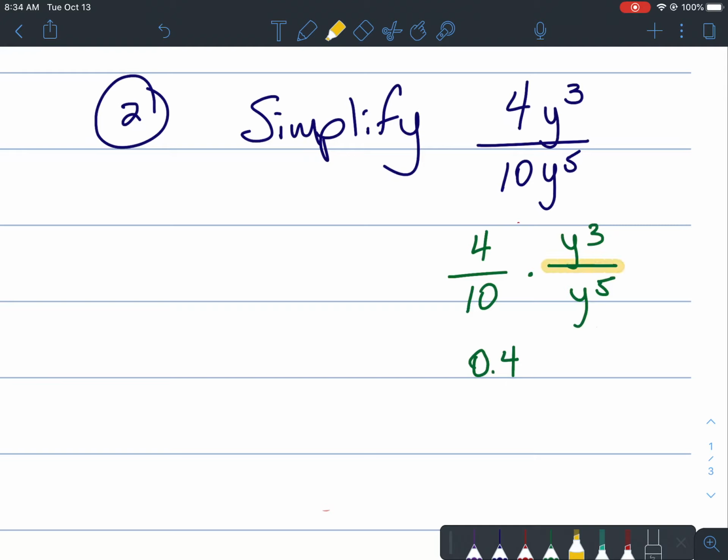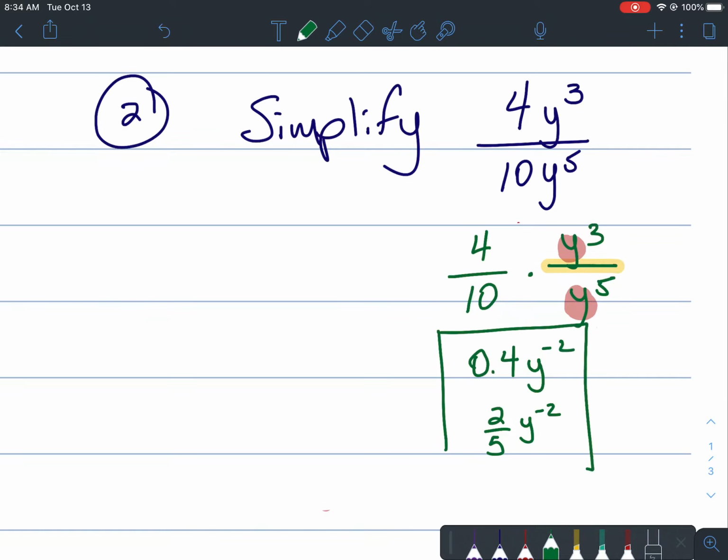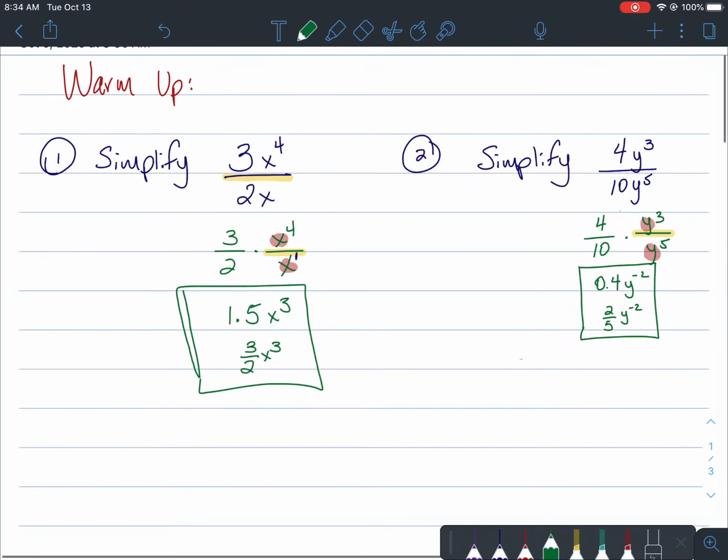second term here. We know we're dividing. We see that the bases are the same. Since both are true, we can subtract the exponents, which gives y to the negative 2. We're going to leave the negative there. We'll talk about negatives later. We could also simplify the fraction 4 tenths to 2 fifths. So we can write it as 2 fifths y to the negative 2 as well. Both of these are correct.